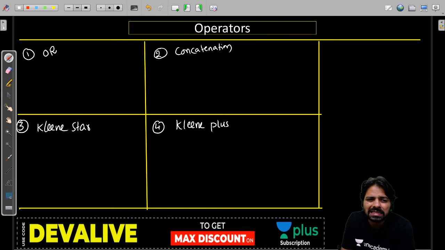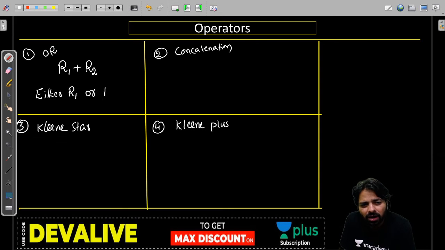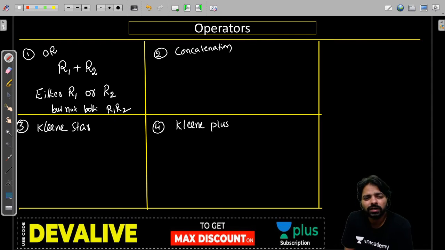Okay, tell me what is OR? OR is basically written as plus. Plus is the symbol to denote the OR operation. And how do you speak that? Either R1 or R2, but not both, guys. R1 and R2 both will never come simultaneously. That phrase is not required; when I say either R1 or R2, just assume both will not come.